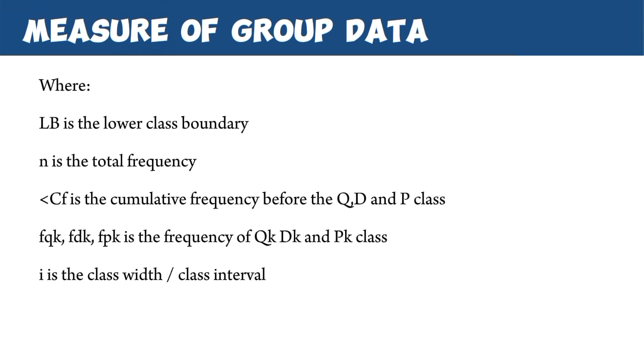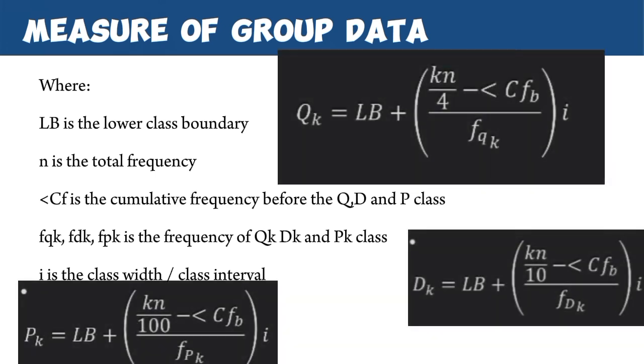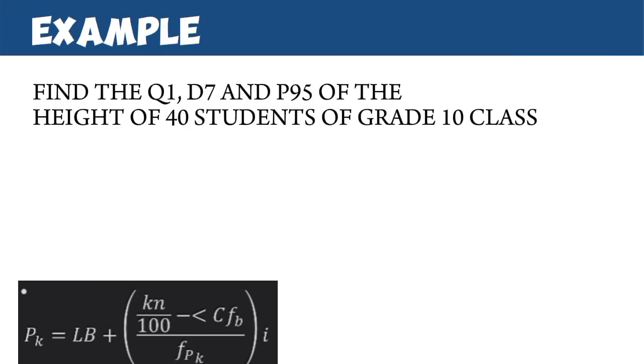LB is the lower class boundary. N is the total frequency. CF is the cumulative frequency before the quartile, decile, and percentile class. FQk, FDk, and FPk is the frequency of the quartile, decile, and percentile class. And i is the class interval.